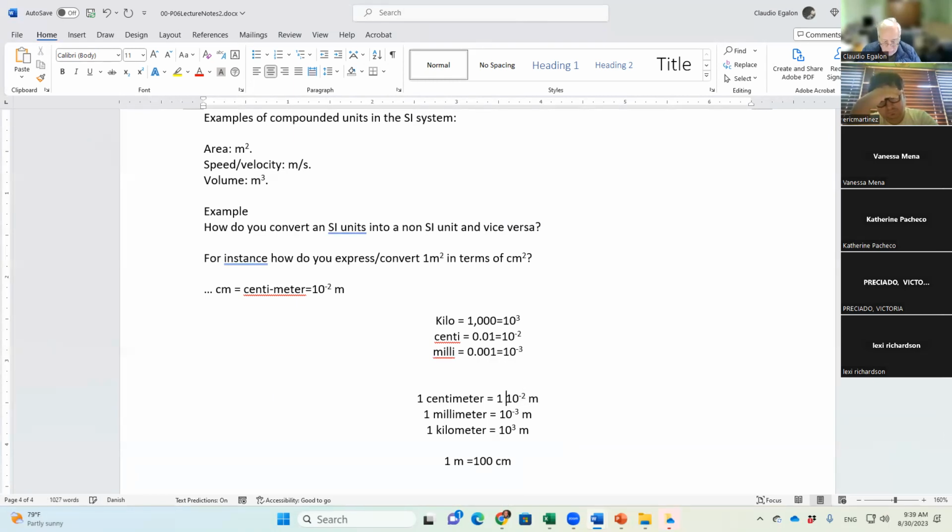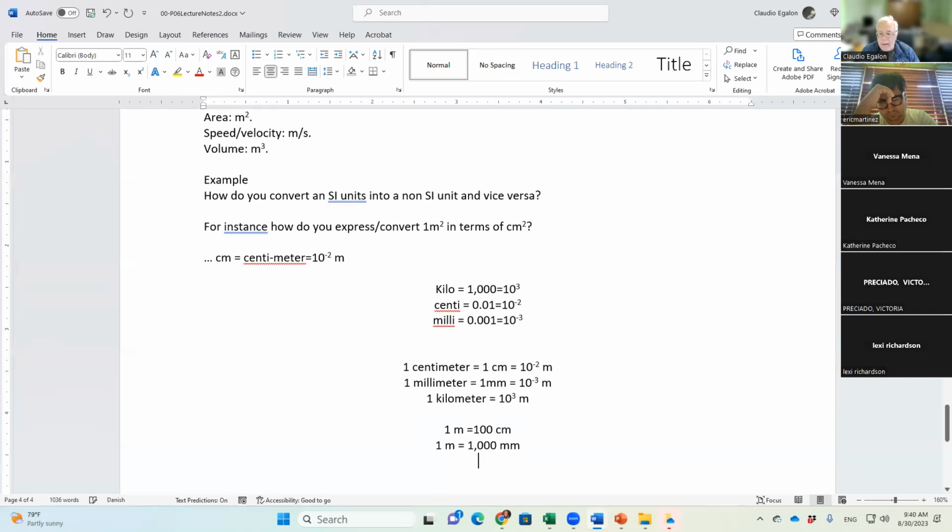And I'm going to write that down like that. 1 centimeter, abbreviating it. Here you go, 1 millimeter equal to that. So similarly, 1 meter is equal to 1,000 millimeters, and we put the comma right here. And similarly, 1 meter is equal to 10 to the minus 3 kilometers.